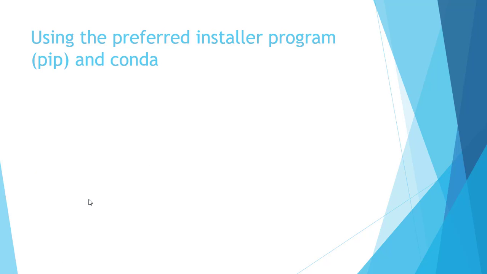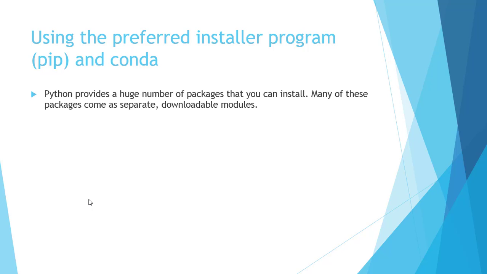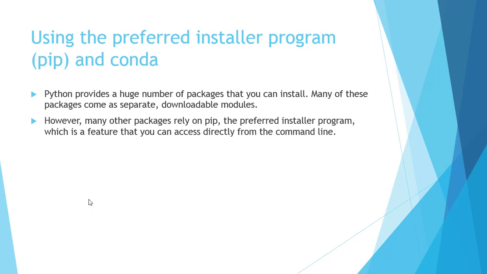Next, using the preferred installer program, pip, and conda. Python provides a huge number of packages that you can install. Many of these packages come as separate or downloadable modules. So, many other packages rely on pip, that is the preferred installer program, which is a feature that you can access directly from the command line. To use pip, we can use the Anaconda prompt.